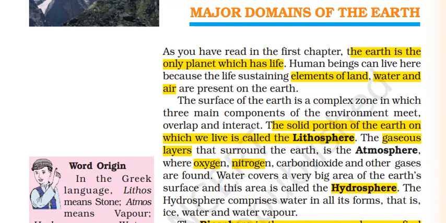Now, the earth is the only planet which has life. Human beings can live here because of the combination of land, water and air present. Now, the surface of the earth is a complex zone where the three components of the environment meet. Like the solid portion of the earth on which we live is called the lithosphere, and the gaseous layer that surrounds us we call the atmosphere.